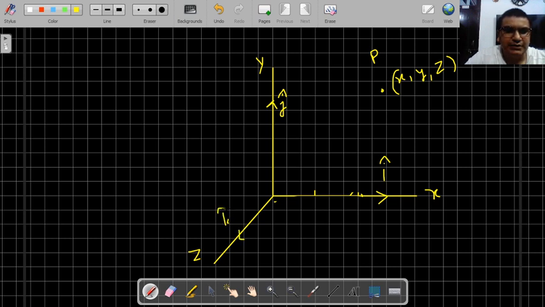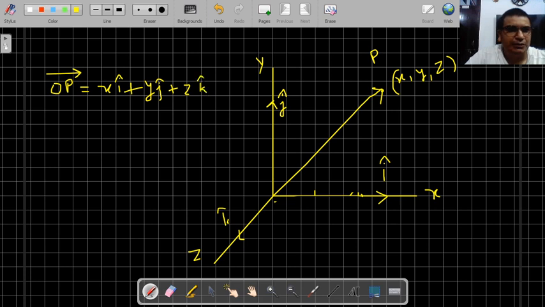In that condition, the position vector OP can be written as OP equals xi plus yj plus zk. So this is the method of Cartesian representation of any vector.